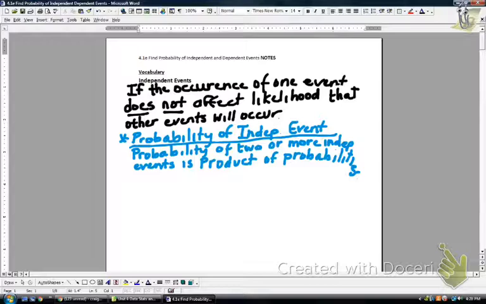So, the probability of independent events is the probability of two or more independent events is the product of the probabilities. And this sounds like it's really hard, but when we start working it, I think it will make a lot of sense. So there's the words as Ms. Bernowski would write it. A mathematician would write it this way. The probability of A and B is the probability of event A times the probability of event B. So I think even just seeing it that way makes it a little bit more clear than the words.